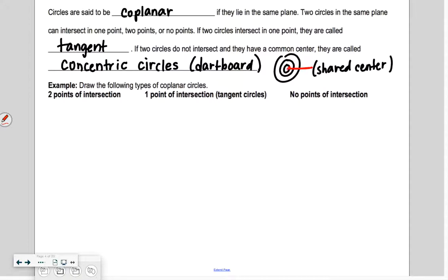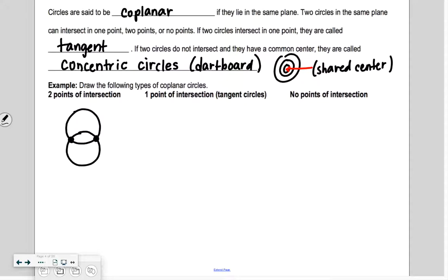So it would be like right there in the middle. All right, so draw the following types of coplanar circles. Can we draw two circles where we have 2 points of intersection? Sure, we can see that, right? Something like that. That's 2 points of intersection.